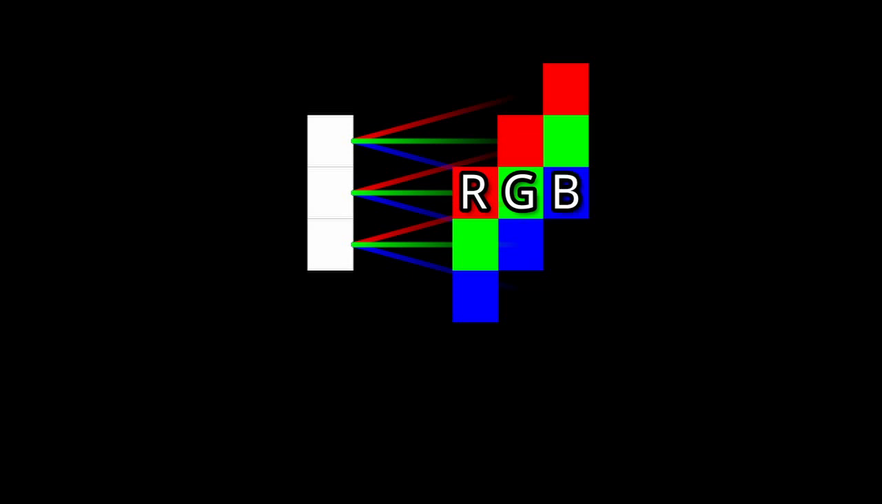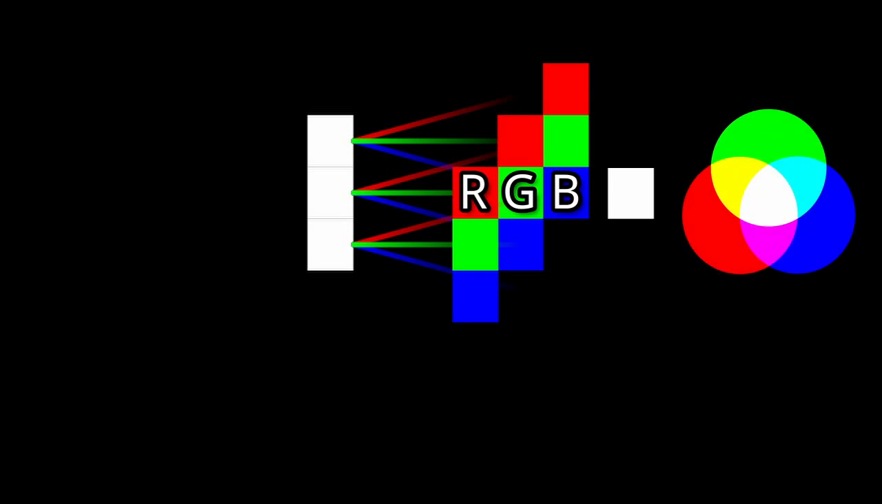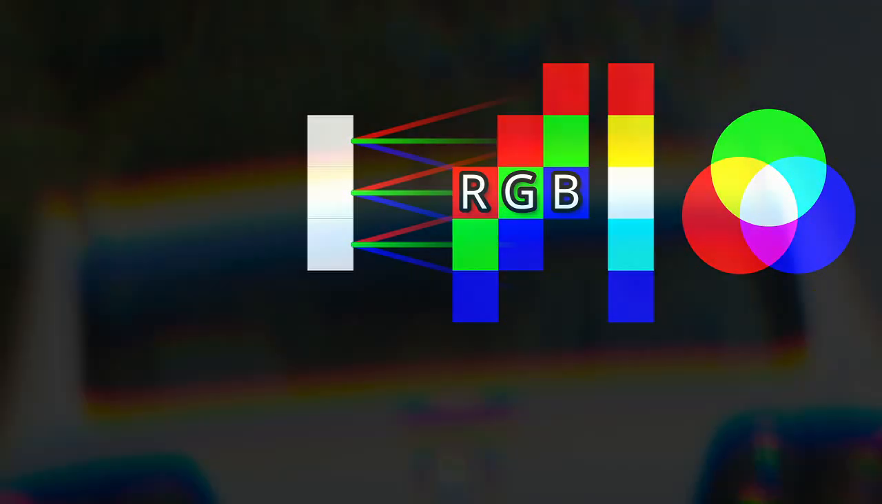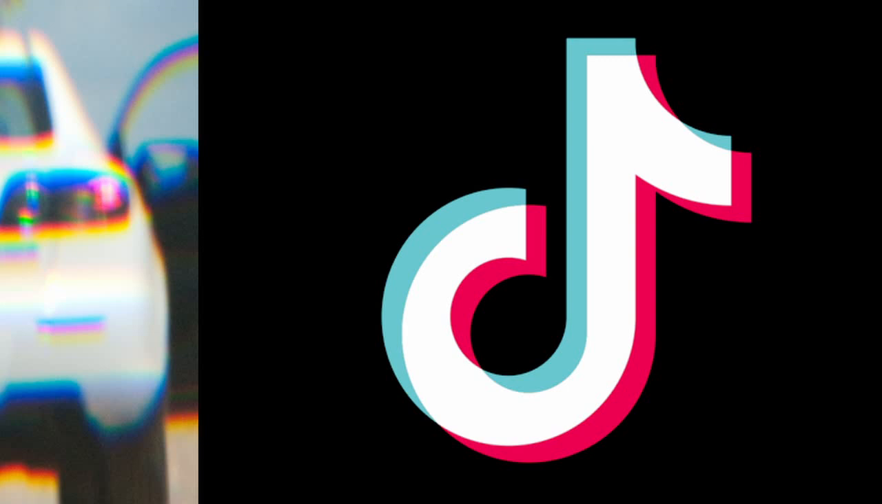These three wavelengths come from different sources, but because they overlap at the same position on the photo, this position will become white. Similarly, the spot that combines both red and green wavelengths will appear yellow, and the spot with both blue and green wavelengths will appear cyan. The simplified chromatic aberration effect that we see in the TikTok logo works the same way.